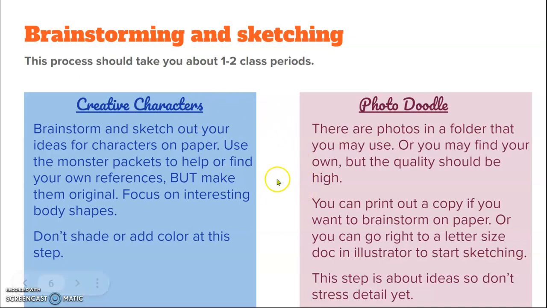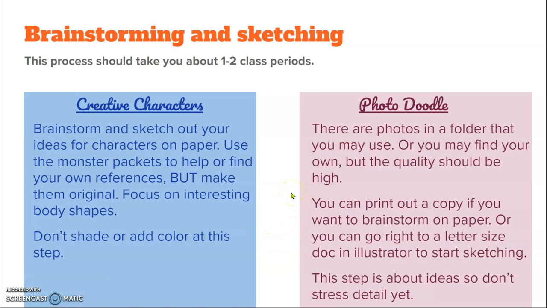The first part of this is brainstorming out your ideas. If you're doing the characters, obviously you're probably sketching on paper. I have some resources for you. Don't really worry about color or shading. Really just focus on creating some original, unique characters that you're going to be able to add detail on in Illustrator. The photo doodle, you need a photo.